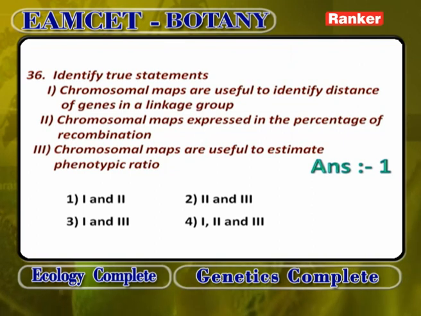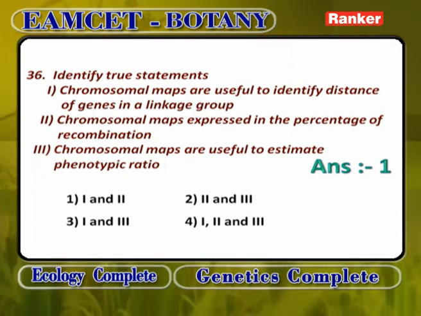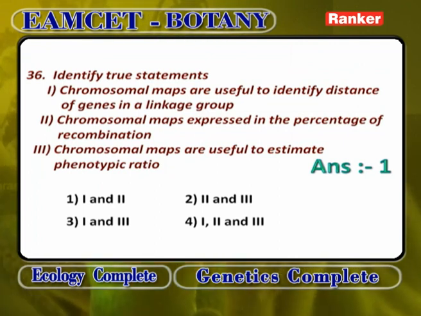Chromosomal maps expressed in the percentage of recombinations is correct. But chromosomal maps are not useful to estimate the phenotypic ratio. So the answer is 1 and 2. Statement 3 will not come in chromosomal maps because it is not useful to estimate the phenotypic ratio. So 1 and 2 is correct.